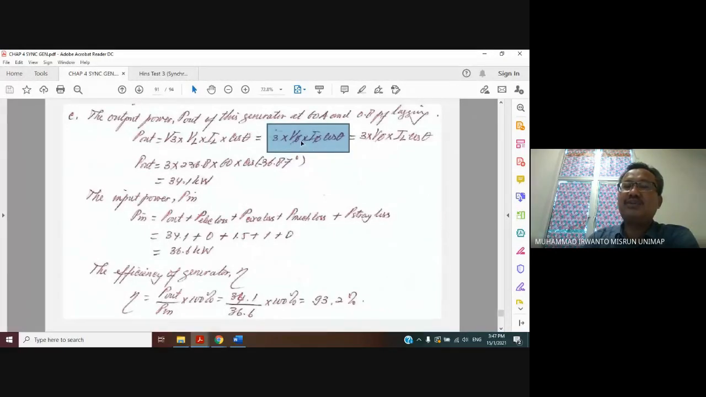Okay, in this case, we use the phase. Now, so we can use this formula: the total output power is equal to 3 multiplied by phase voltage multiplied by phase current multiplied by cos theta. And then the phase voltage for 0.8, we have calculated.